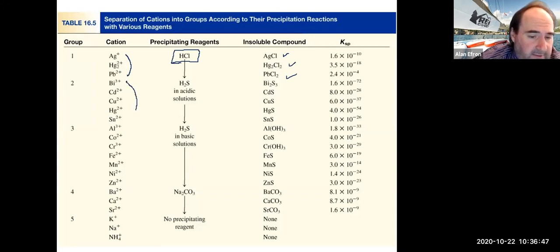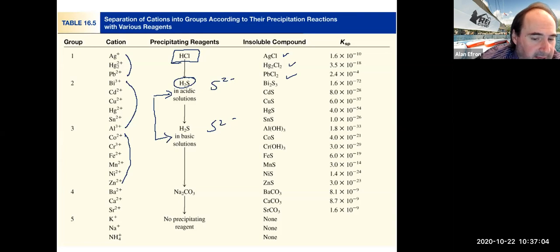When we get to group 2, these are all guys that precipitate out with sulfide. Group 3 also precipitates out with sulfide. But the difference here, as we were talking about, is the pH of those solutions. By keeping the solution acidic, we're able to precipitate out the group 2 ions, but it won't be enough to precipitate out group 3. So then we have to make the solution basic. Using something like pH that we talked about allows us to selectively precipitate out these different ions, even using the same precipitating reagent.